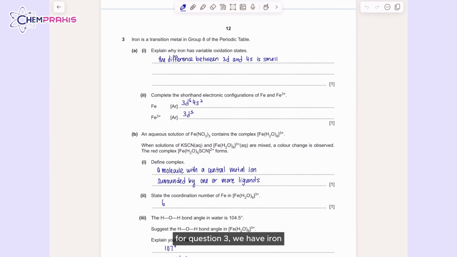For question 3, we have iron is a transition metal in group A of the periodic table. Explain why iron has variable oxidation state. So the difference between 3d and 4s is very small. That's why they are allowed to have different charge numbers.